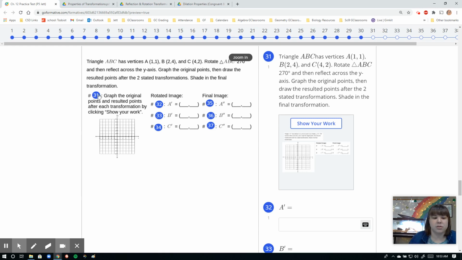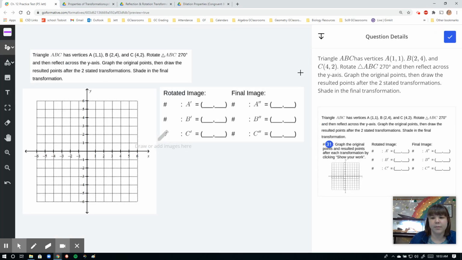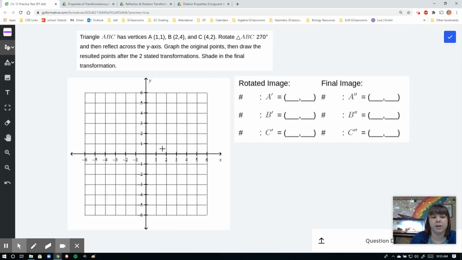So I'm going to click on 31, show your work. Your first step for this one should be to plot these points. So we're going to go ahead and plot those points. So A is going to be at 1, 1. So I put a little dot. B is going to be at 2, 4. So I go up here to 2 and then 4. And C is going to be at 4 and then 2. Okay. And then I'm going to use my line tool to draw my lines and connect them.